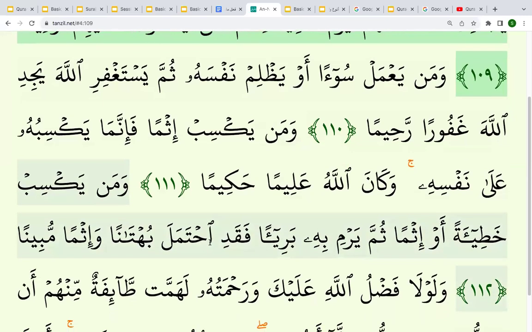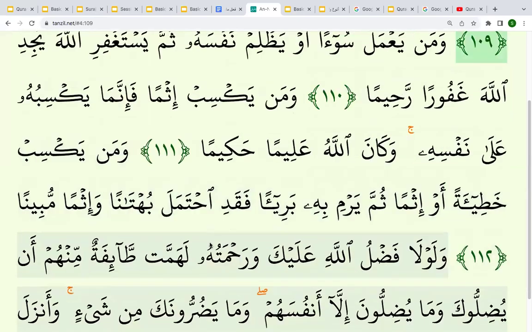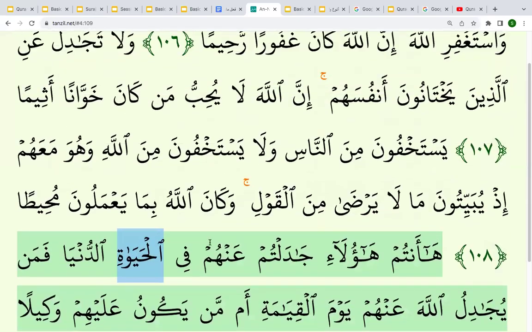When I show you this word, let me show you something. Okay.